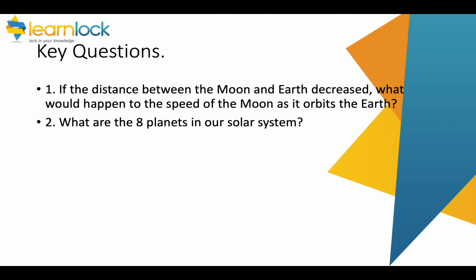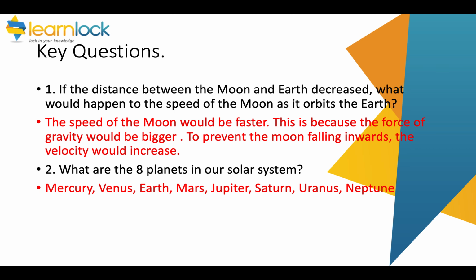If you pause the tutorial now and try and answer these 2 questions. So, if the distance between the Moon and the Earth decreased, what would happen to the speed of the Moon? Well, the speed of the Moon would increase. That's because the force of gravity would be bigger, and so to prevent the Moon falling inwards, the velocity would need to increase.